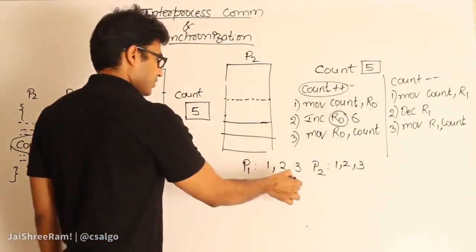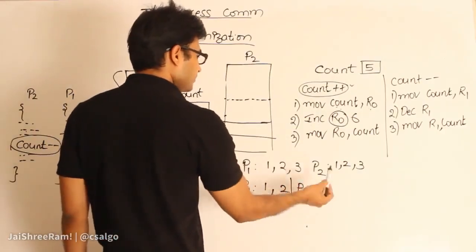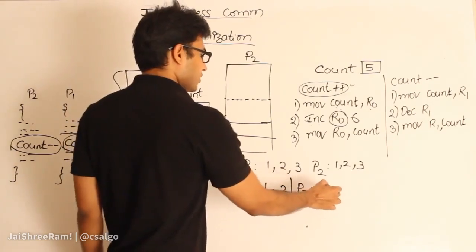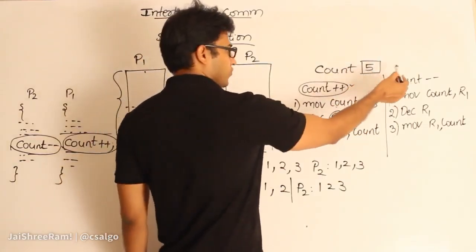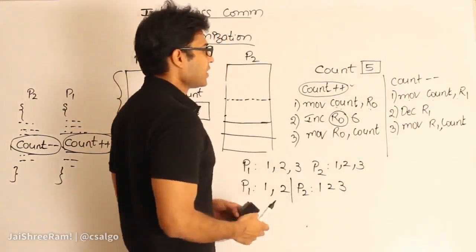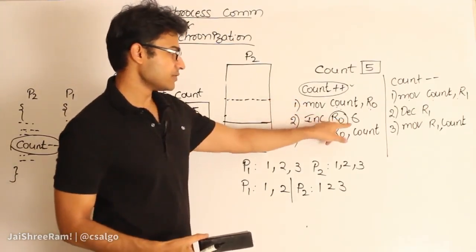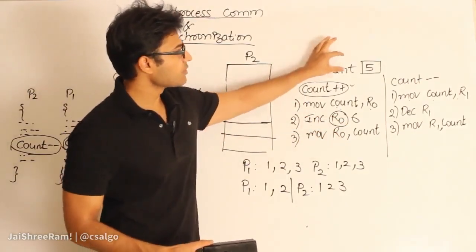Let us say at this point P1 got preempted and P2 got scheduled, right? And now P2 executes 1, 2 and 3, which means P2 will read 5 itself, right? Again move count to R1. It is interesting. See this? Even though P1 has incremented the value, whose value is 6, it is not yet written, which means the value of count still reflects 5.